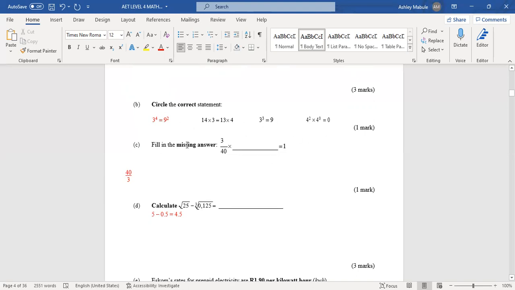And then they're saying fill in the missing number. Now I've done this in a past question paper, that you should put your numerator as the denominator, and you should put your denominator as the numerator for the new fraction, and then it should give you 1 as the answer.